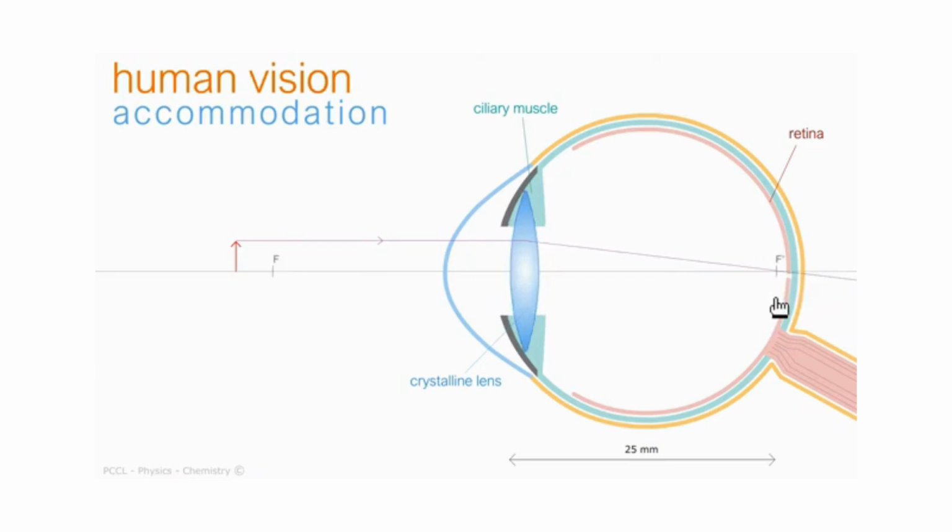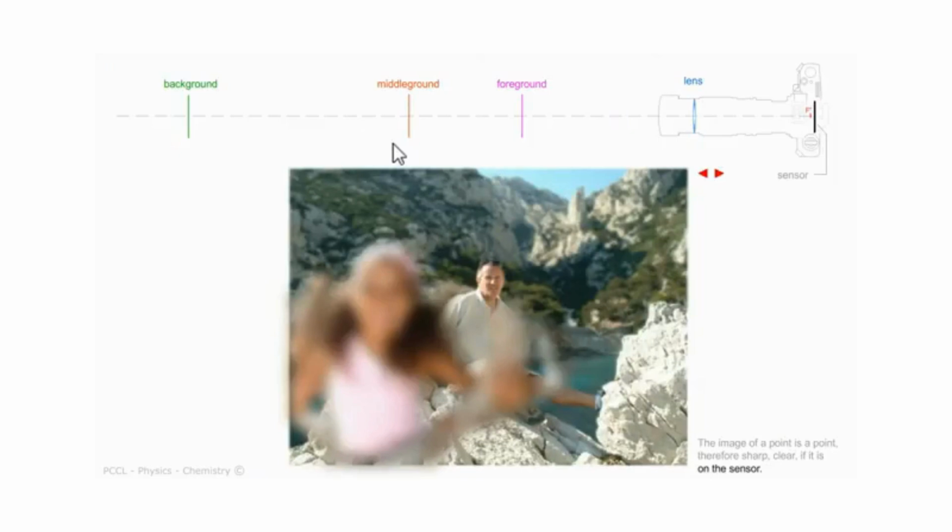So what is it for? Well, this serves to make the image sharp. That is to say, to position the image on the retina, which is a little our own sensor and which lines the bottom of the eyeball. This is called accommodation. It works a bit like in a camera.